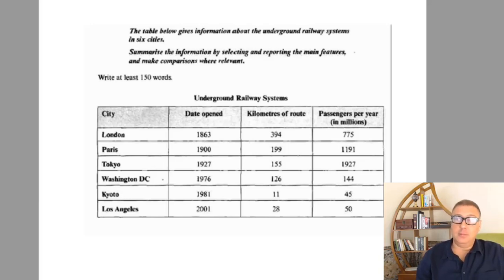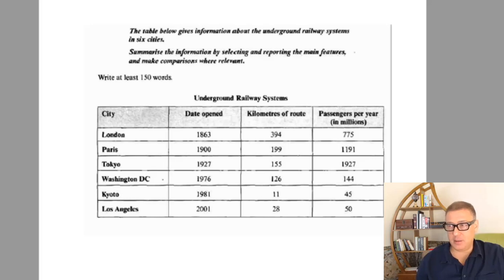So overall, older underground railway systems tend to have higher numbers of passengers per year in millions and longer routes in the number of kilometers, while these numbers are lower for newer underground railway systems. You could include a little bit of extra data, like let's say London had the longest route and Tokyo had the highest number of millions of passengers per year, something like that. So you give us a little bit more information about that. London had the oldest system while Los Angeles has the newest system. Again, that's not quite as important as the other categories which are related.